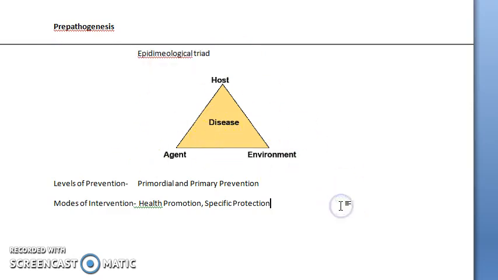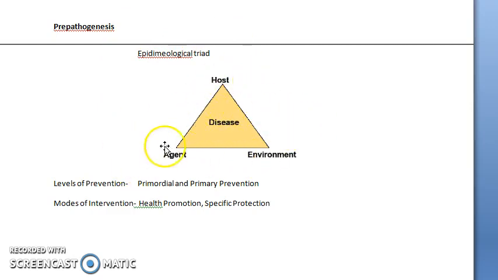Basically it's a culmination of three things. The host should be very susceptible. He should not have strong defenses against this. The agent should be virulent. The environment should be favoring this kind of a disease state. So that is the epidemiological triad. All the three have to come together.